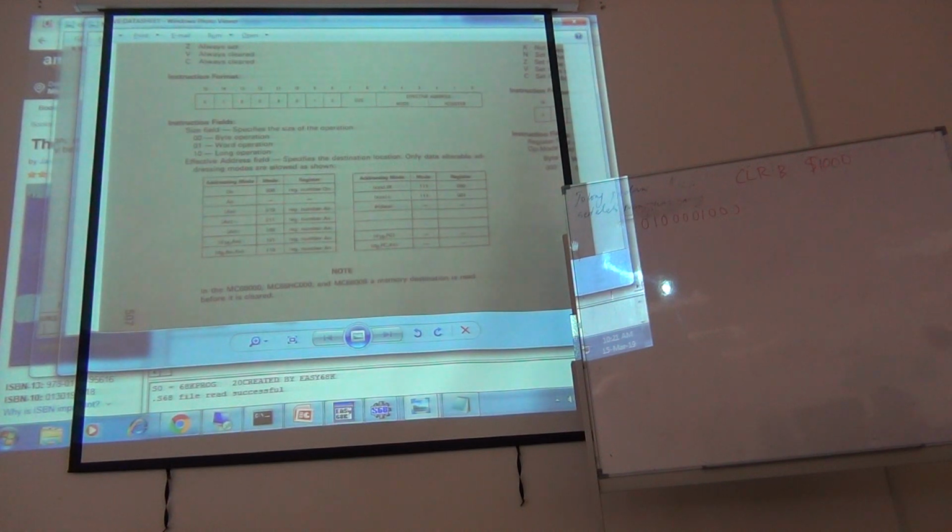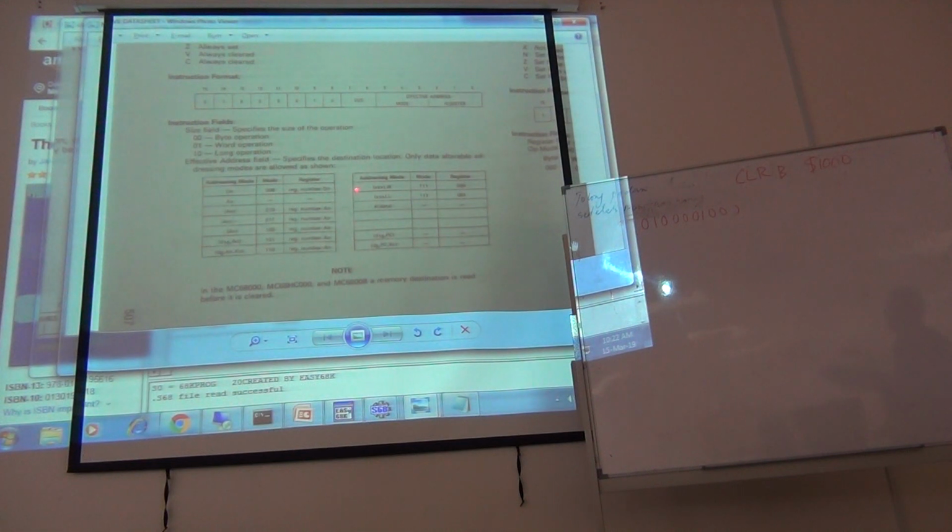$1000 is the pattern for the absolute short. It's only 4 digits. Direct memory. So inside the table here, absolute short is referring to this one, xxx.w. That is absolute short.